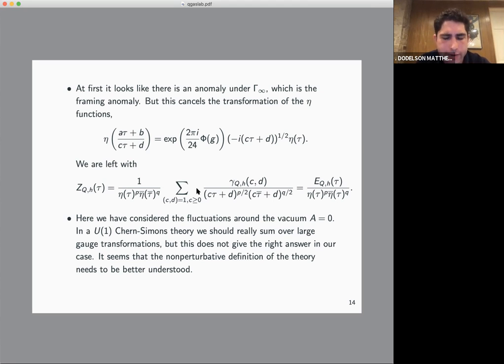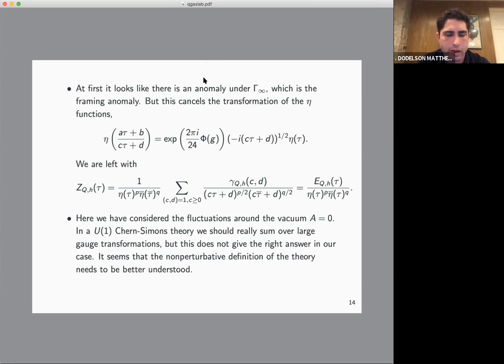So there's kind of a subtlety here, which is we only consider the fluctuations around the vacuum state. But in U(1) Chern-Simons theory, we should really sum over the large gauge transformations to get a gauge invariant state. But this does not give the right answer in our case. So it seems like this theory only really makes sense perturbatively, and we should try to understand the non-perturbative definition a bit better.